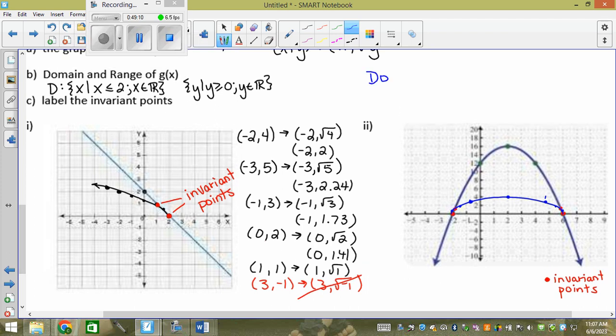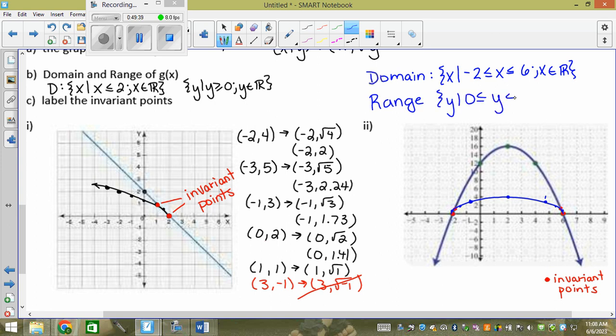My domain, when it's sandwiched, is x such that negative 2 is less than or equal to x is less than or equal to 6. If it's not sandwiched, you have to write an or in between. You'd have to say x is less than or equal to negative 2, or x is greater than or equal to 6 if the arms are going out, right? If it's not sandwiched in between. And my range, this one is sandwiched between 0 and 4. y such that 0 is less than or equal to y is less than or equal to 4.